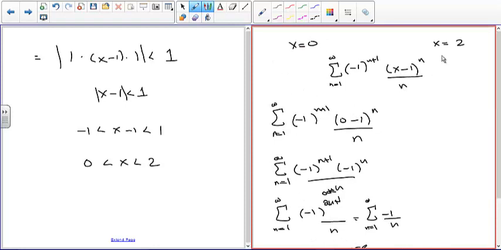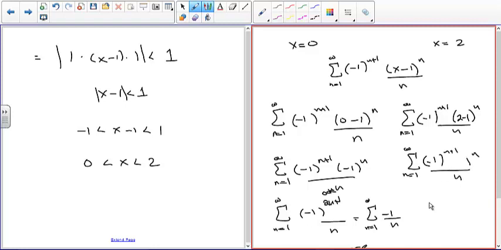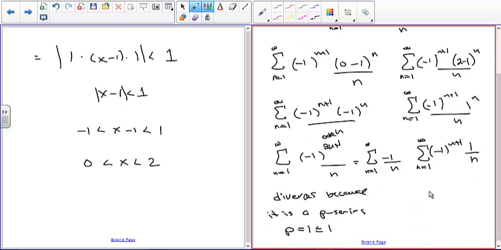Now if you go to the other side, when x equals 2, you have 2 minus 1 to the n power over n. So then you get 1 to the n, and 1 to the n is just 1. So I'll write that out. So when you simplify this thing down, you'll have negative 1 to the n plus 1 times 1 over n. So that is an alternating series.